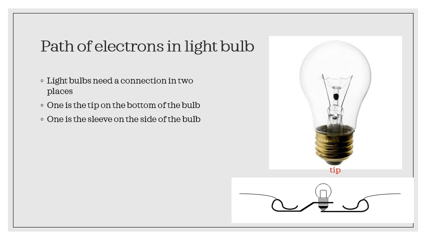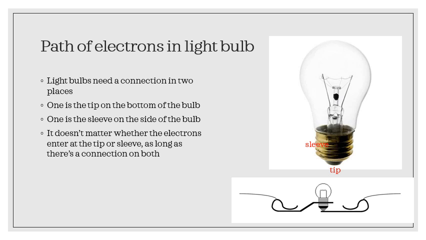Okay. They also have one on the sleeve on the side of the bulb. There's actually a black space in between you can see, and that's actually an insulator. You can't connect anything there. It doesn't matter whether electrons enter at the tip or at the sleeve, as long as there's a connection on both. In other words, they're path independent. The charge can go either way to light up the bulb.